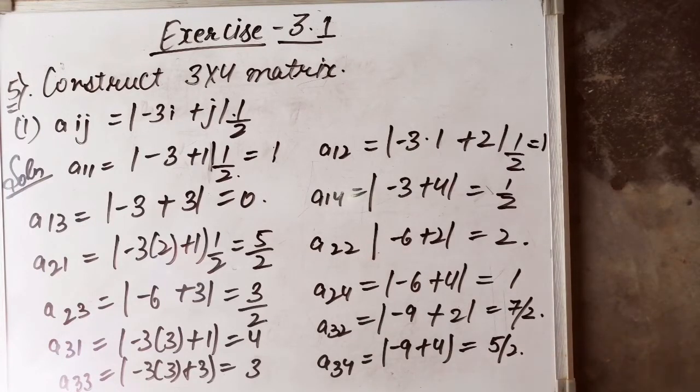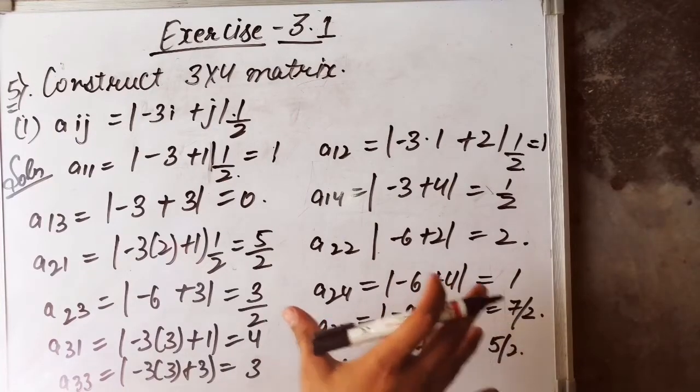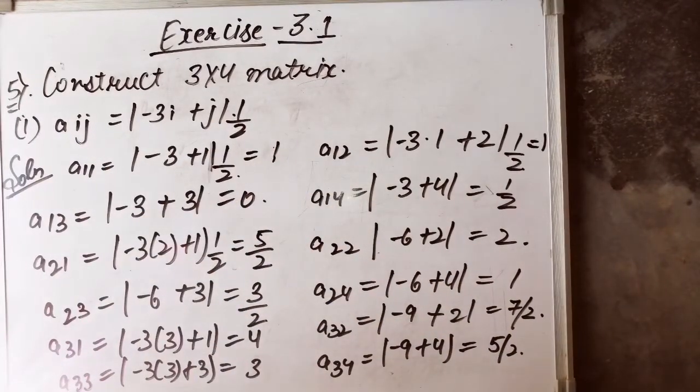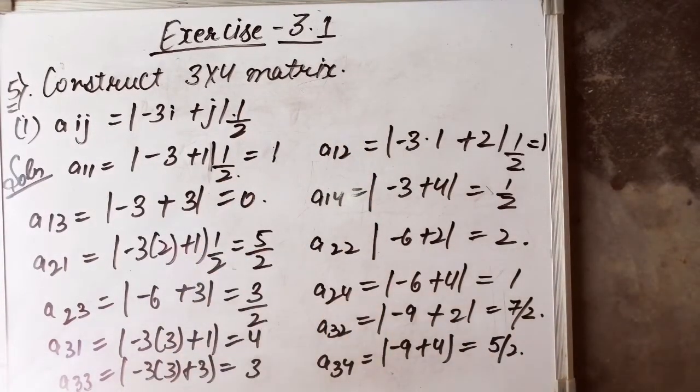Use this information to make a matrix yourself. This is what you need to do yourself. Find out the elements which you need to put in the matrix. Find the matrix and use these values to construct a matrix. And if you have a problem, write in the comment section.